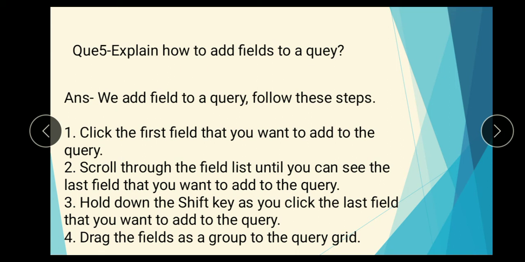Step 3. Hold down the shift key. When you scroll through the mouse, you can use the shift key and scroll your mouse from the first field to the last field. Then all 10 fields are selected. Step 4. Drag the fields as a group to the query grid. And after that you drag the fields in a group to the query grid. Then you have added the fields in a query. These are the steps to understand how to add fields to a query.